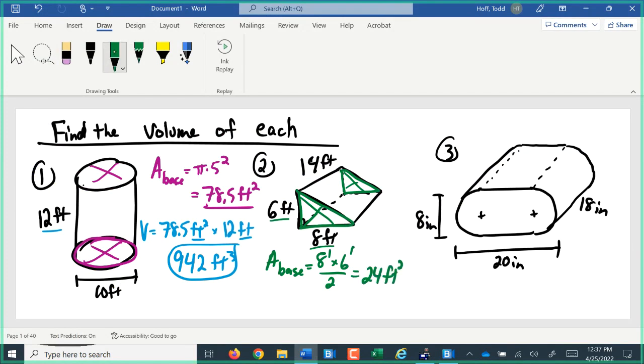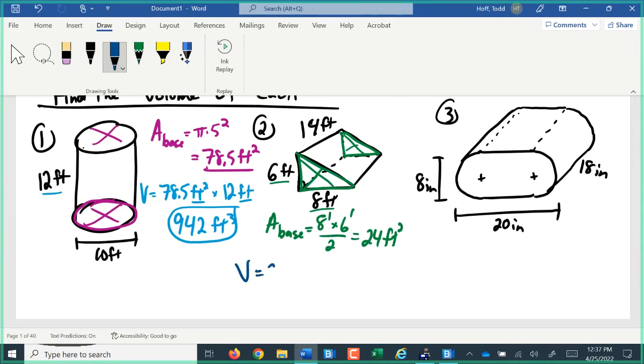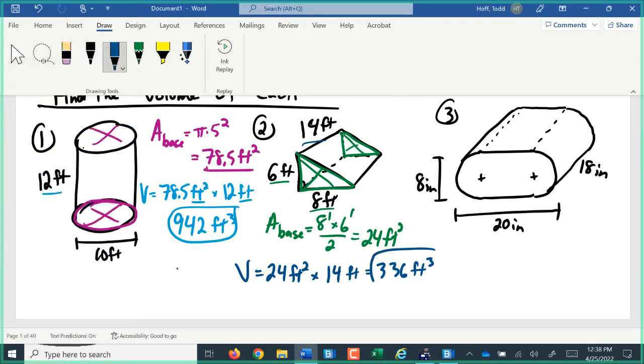How then do we convert that to volume? 24 square feet times what? Times 14. 14 feet. Giving us what? 336, I believe, cubic feet. Double check me here. 24 times 14. Yeah, 336. That's our volume.